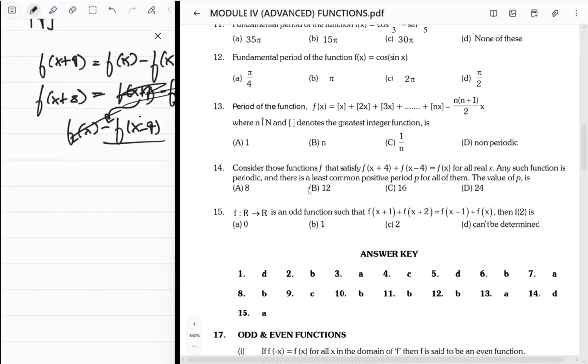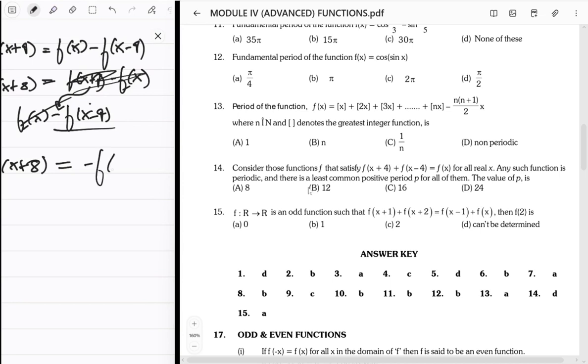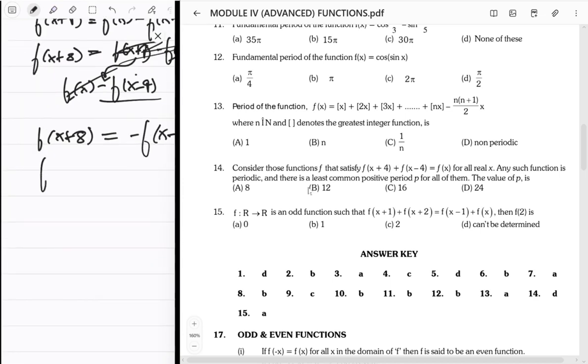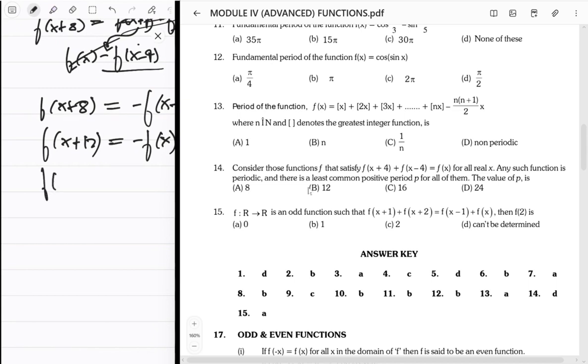So f of x plus 8 is just equal to negative of f of x minus 4. Now just put x plus 4 instead. So f of x plus 12 is equal to negative f of x. So f of x plus 24, that's equal to f of x. Cool. So 24 is a period. Okay.